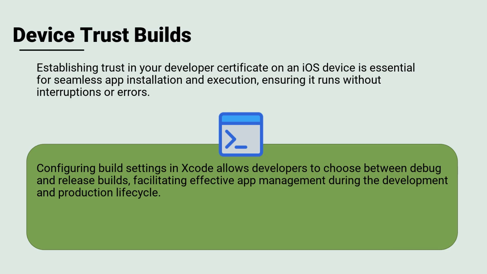Just choose your physical device from the list of targets in Xcode and press that Run button. Xcode will compile the app, install it on your device, and launch it. And voila, you should see your app pop up on your home screen, ready to be used.